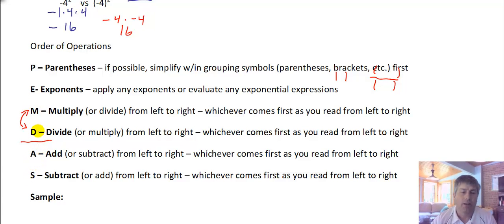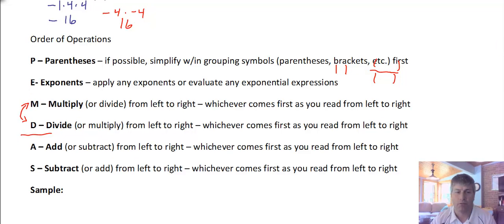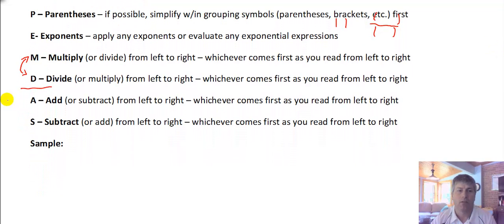Okay, so we could actually write this as division, then multiplication, and we could write it subtraction, then addition, depending on what comes first as you read from left to right. And then finally, you do your addition or subtraction as we move from left to right. Okay, and those two, of course, could be flipped. If subtraction comes to the left of addition, we would do the subtraction first.